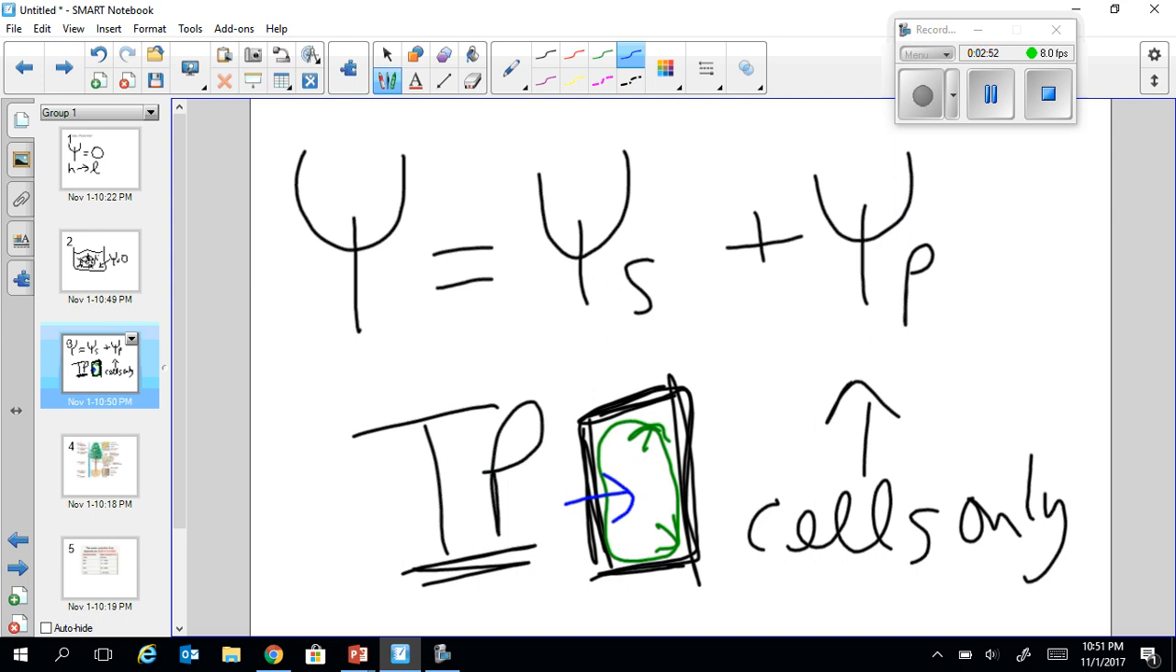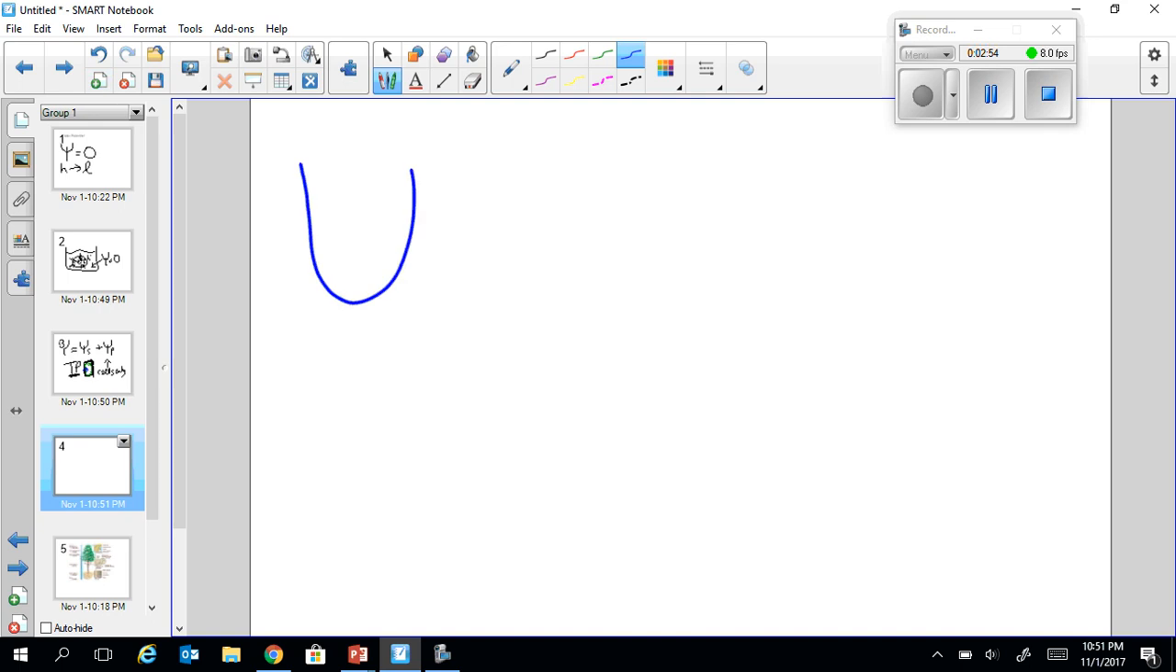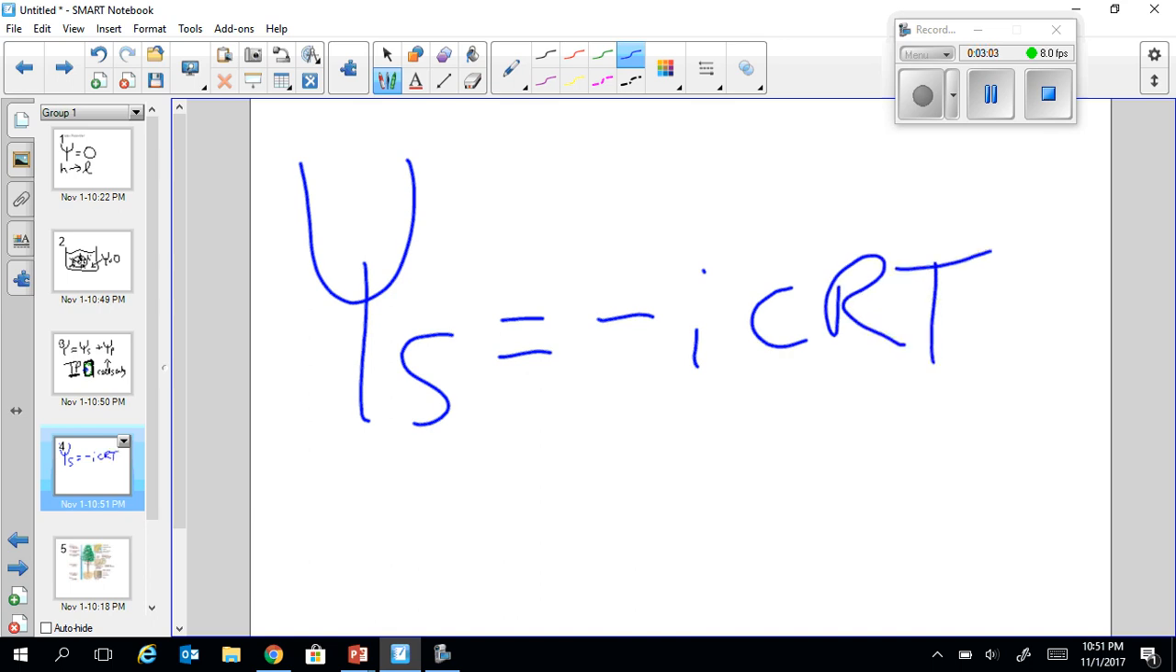All right, let's talk about the solute potential. Solute potential is equal to negative iCRT. It's always negative, and that's because it's always going to be a lower water potential than pure water. Anytime you add solutes, your water potential is going to go lower and lower and lower. All right, C. Oh, I'm sorry. Got to start with i here.